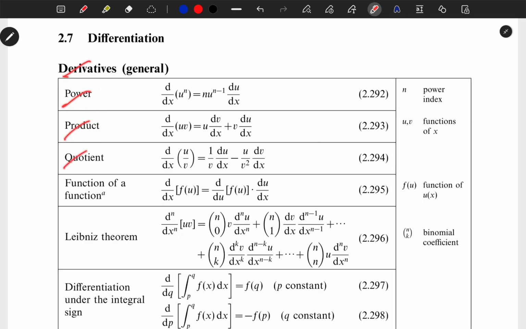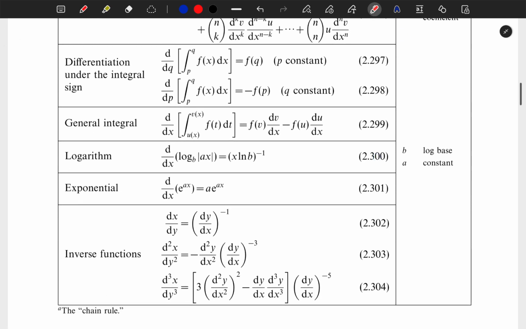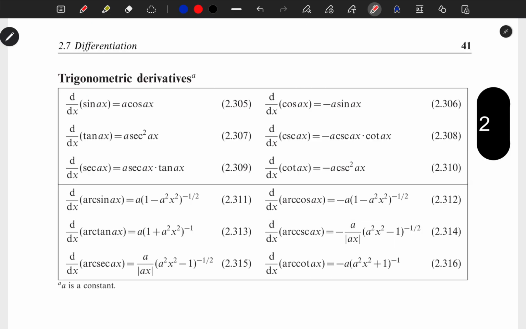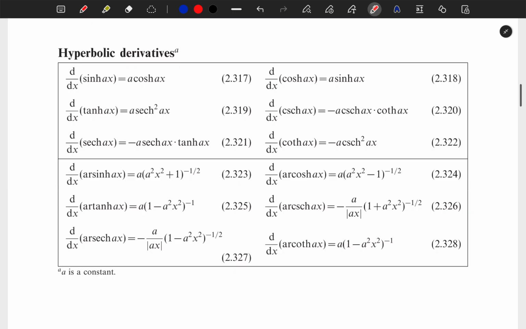Derivatives: power, product, quotient, functional form, Leibniz theorem for the n-th derivative. We can do it like nC0 times v and the first term n times, again nC1 times the first derivative, and the rest with n minus 1 times. Like this we can proceed. Trigonometric derivatives: sine, cos, tan, cosec, sec, cot, and the inverses: sine inverse, cos inverse, tan inverse, cosec, sec, cot. The hyperbolic derivatives: sinh will become cosh, cosh will become sinh, no sign change.